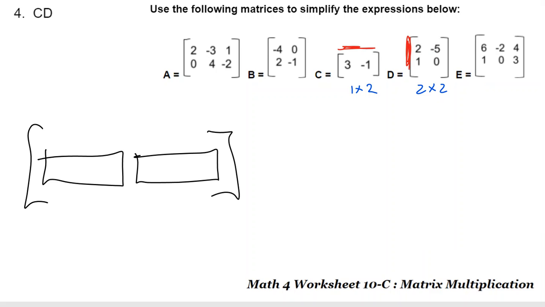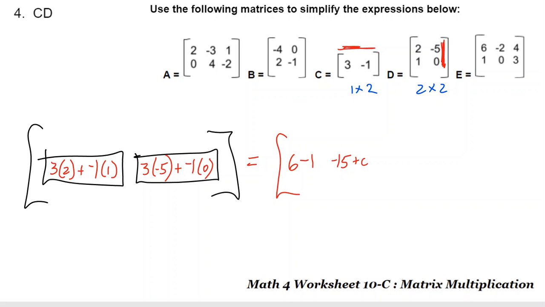So 3 times 2 and -1 times 1. And then we switch over to the other column. 3 times -5 and -1 times 0. That's going to give us 6 minus 1 and -15 plus 0, which is going to give us 5 and -15.